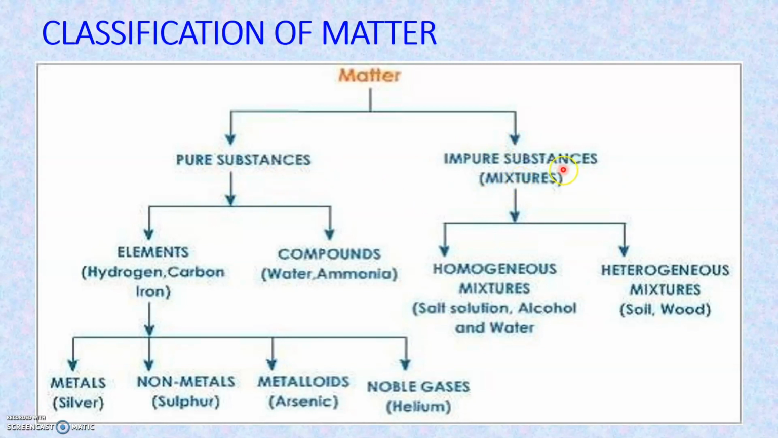Impure substances are further classified as mixtures. Pure substances are further classified as elements and compounds. Elements are again classified as metals, nonmetals, metalloids and noble gases. We will take each of these terms one by one and study that in detail.